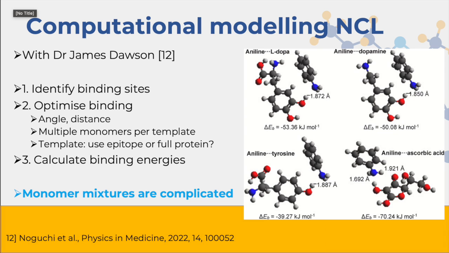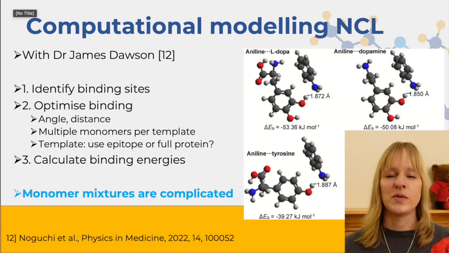But you could see for another compound, dopamine, which is actually quite similar to L-dopa, the binding energy was almost the same. So what the computational modeling told us here is that we really wouldn't be able to discriminate between those two molecules, and that actually was in agreement with the experimental data.